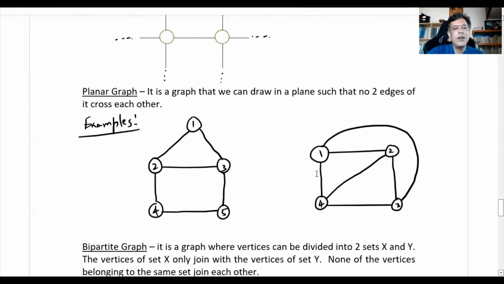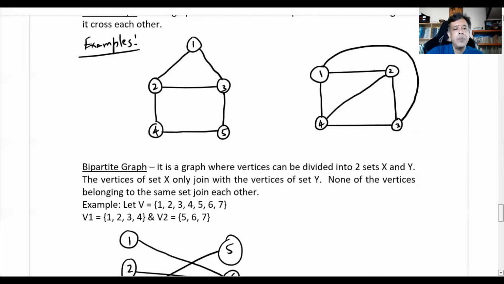Then comes planar graph. It is a graph that we can draw in a plane such that no two edges of it cross each other. These two are examples of planar graphs because you don't find any edge crossing another edge. For example, if you look into the second graph, if I put the edge 1 to 3 here in between, it will cut this 4 to 2 edge, then you can't call it a planar graph. That is why here we are connecting 1 to 3 like this. So that is why it is a planar graph.